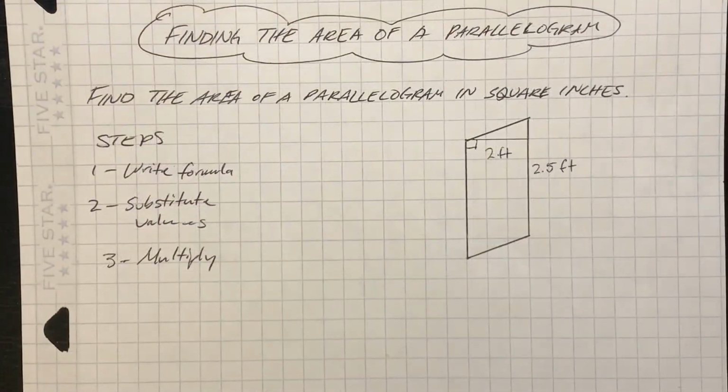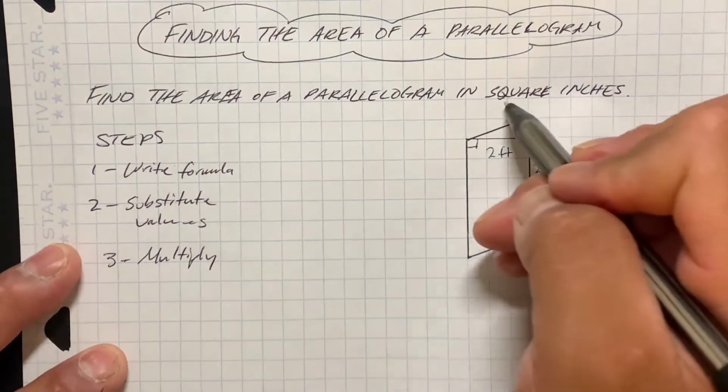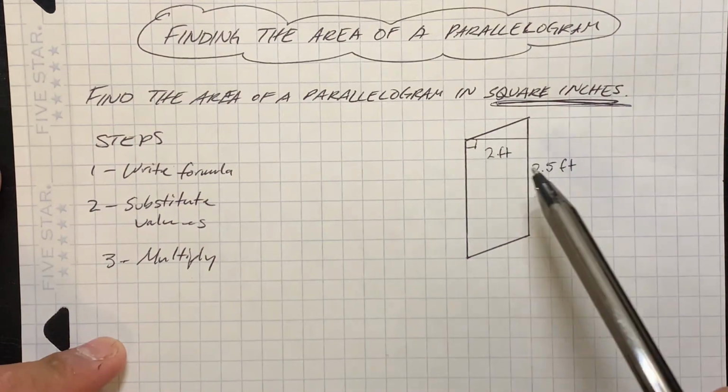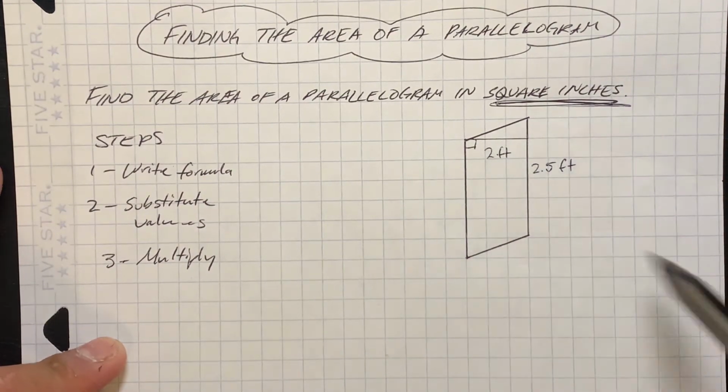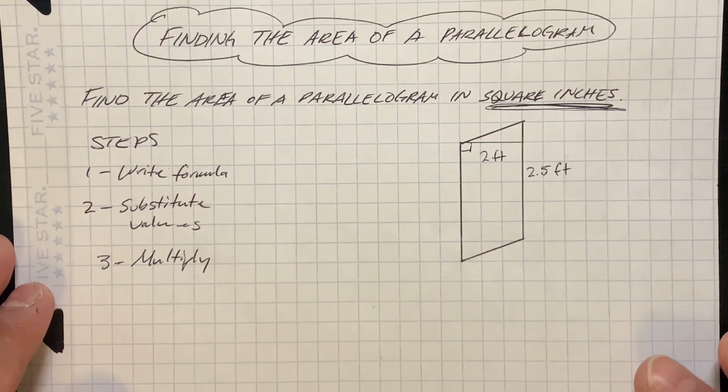We're going to continue. Right now we're going to find the area of a parallelogram, and our directions tell us to find the area of a parallelogram, but in square inches. If you look at your shape here, we're in feet. So we have to know how many inches are in 1 foot. Keep that in the back of your mind.